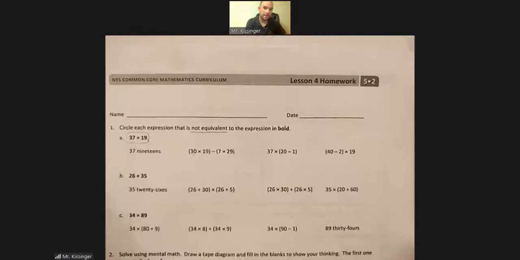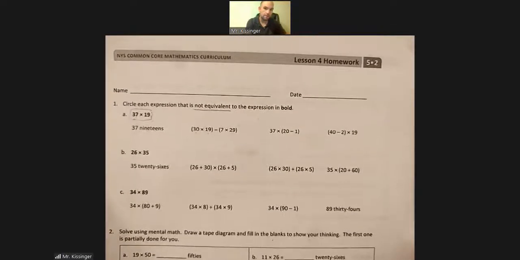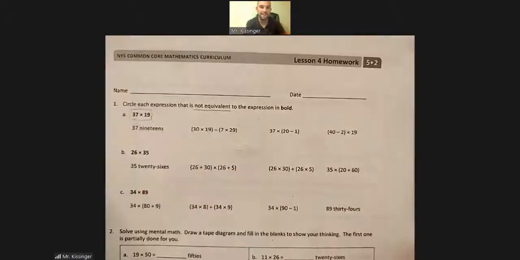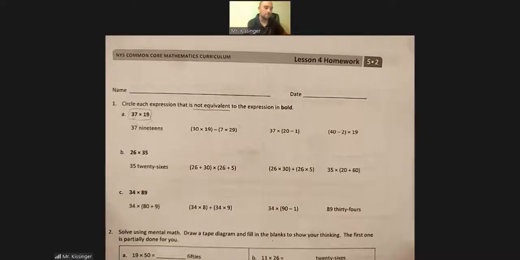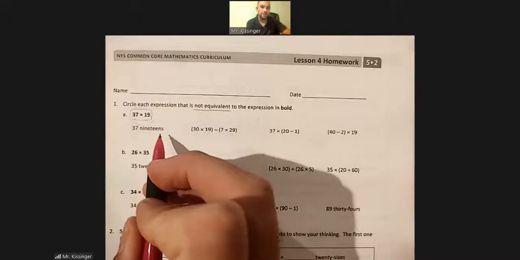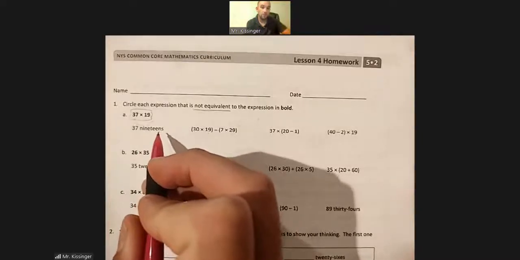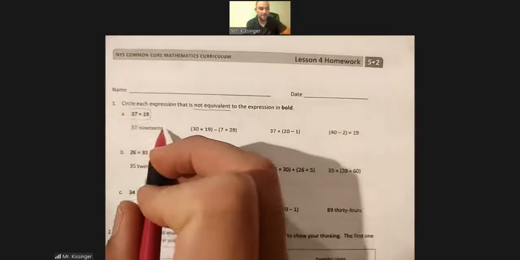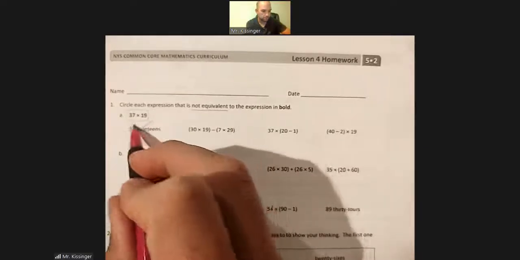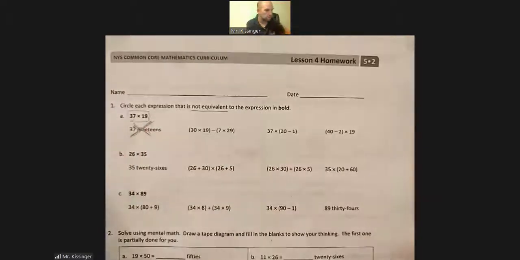So let's look at number 1 here. It says circle each expression that is not equivalent to the expression in bold. So we have 37 times 19. Our first one here says 37 19s. So 37 19s is just another way of saying 37 times 19. So that is equivalent. So we're going to cross that one out. Put an X through there.